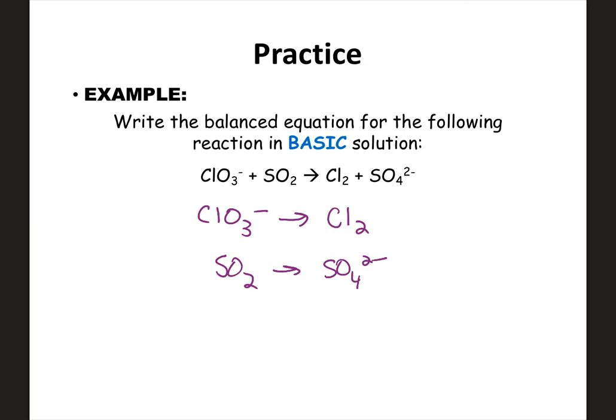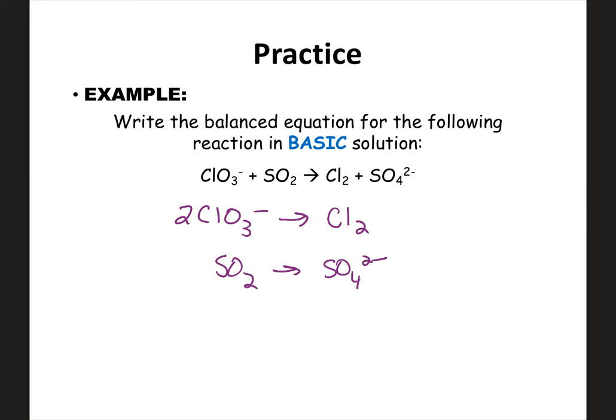That was step 1. Step 2 says balance anything that's not hydrogen or oxygen. So in the first half reaction, I have 2 chlorine on the right, so I need 2 chlorine on the left. In the second half reaction, I see sulfur, but it's balanced on both sides. So now I'm on step 3.